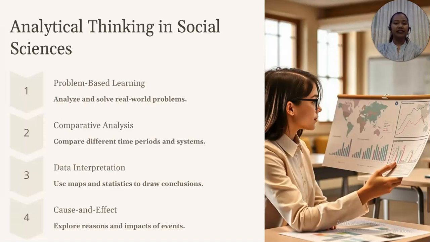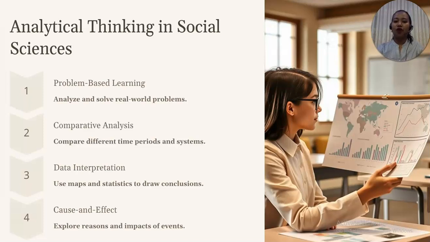Then we have data interpretation. So here we can show a map of India before and after 1947. So we can let the students see the migration. We'll have to use statistics. How many people moved and how many people lost their lives.